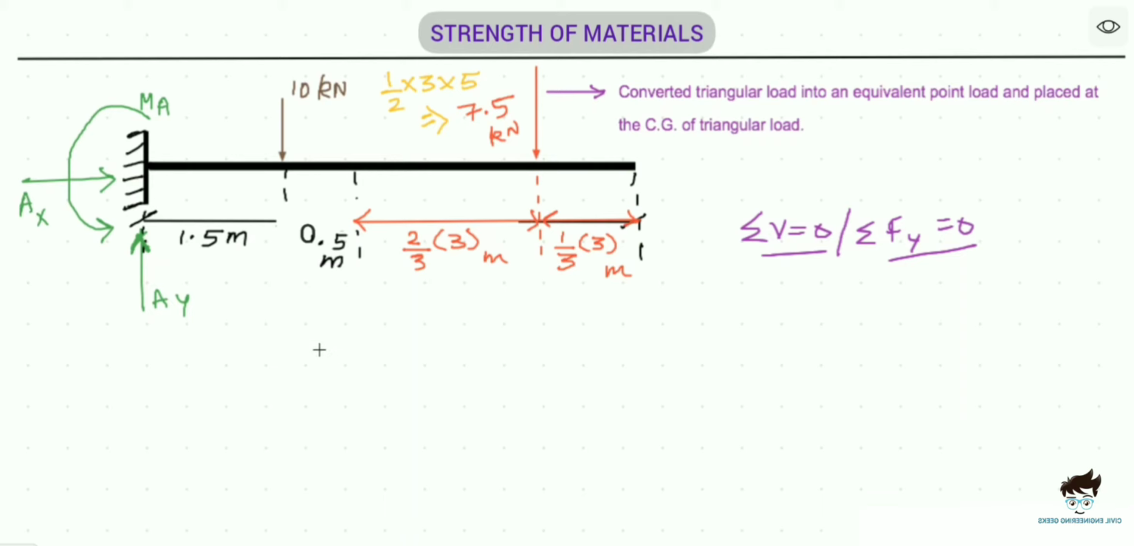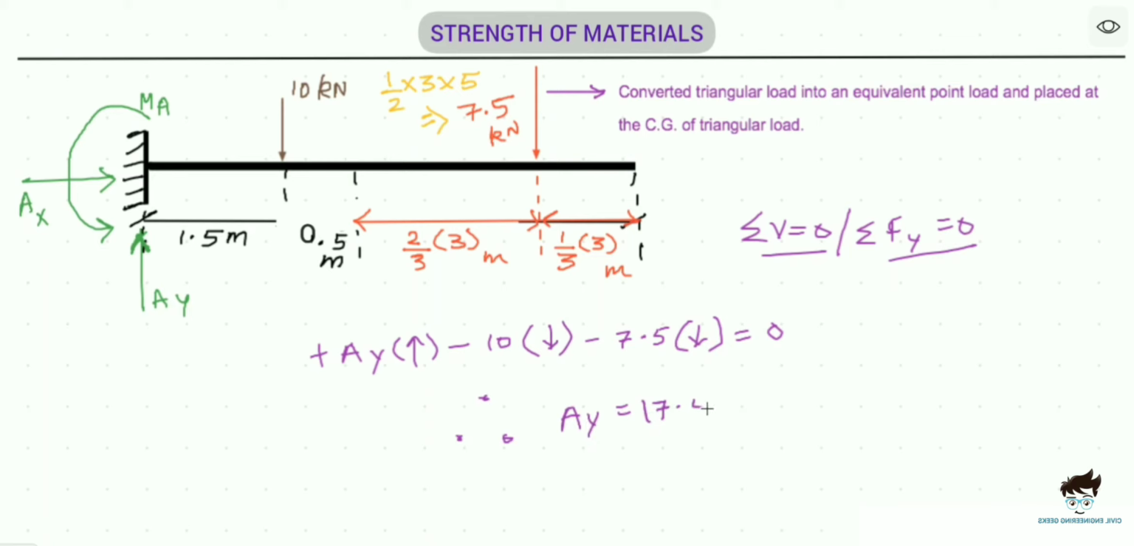Let's write the equation and simplify it. So it is going to be plus AY. We are assuming the forces which are acting in the upward direction to be positive and downward direction to be negative. So we are going to get plus AY minus 10 kilonewtons minus 7.5 equal to 0. So from this we will get AY equals to 17.5 kilonewtons.